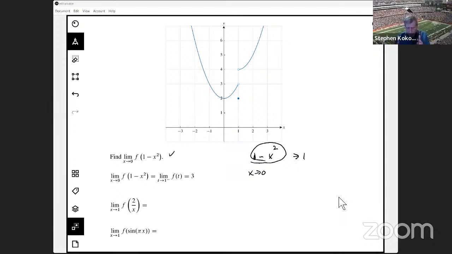As x is getting smaller and smaller to 0, x squared is getting smaller and smaller, but I'm subtracting off a small positive number. So that expression is going to 1, but from the left. I'm going to make a change of variables here. This is equivalent to saying the limit as t goes to 1 from the left of f of t. Now I'm going to look at my graph. T is approaching 1 from the left. What is this function doing? It's getting closer and closer to 3. Remember, not what is the value at 1, but what is it zeroing in on? It may not ever get there, but what is it zeroing in on?